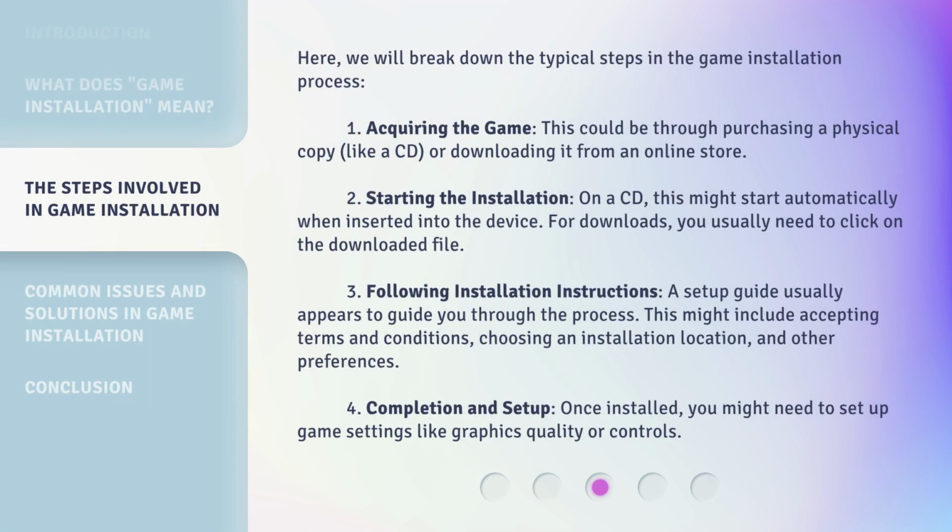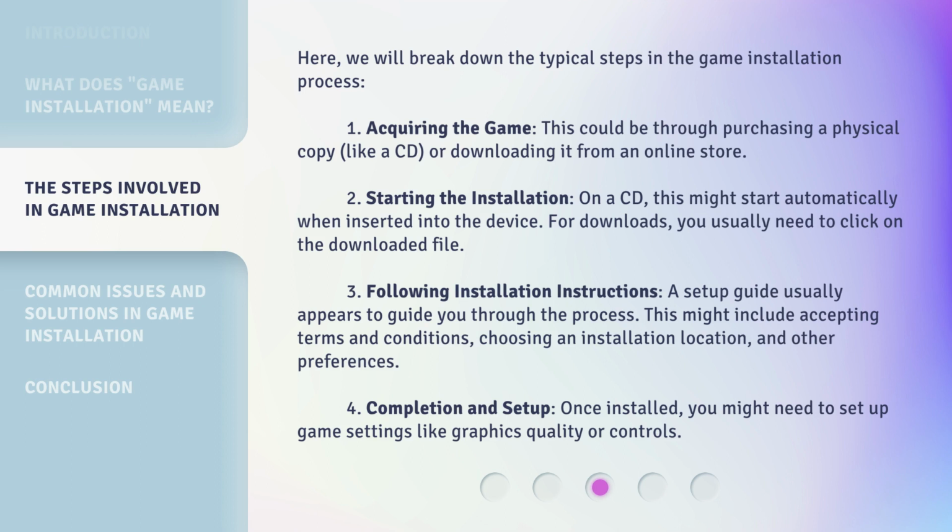Here, we will break down the typical steps in the game installation process. 1. Acquiring the game. This could be through purchasing a physical copy, like a CD, or downloading it from an online store. 2. Starting the installation. On a CD, this might start automatically when inserted into the device. For downloads, you usually need to click on the downloaded file.